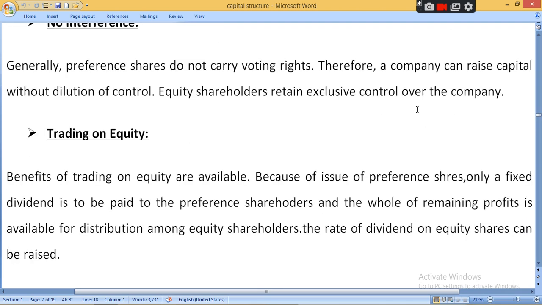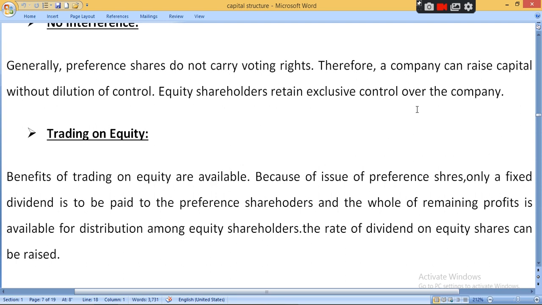Then trading on equity. Again, trading on equity means leverage, the use of borrowed capital in your capital structure, clear. For example, there are types of capital structure: capital structure with equity only, capital structure with equity plus preference, and third, capital structure with equity plus preference plus debenture. Generally, leverage benefit is available whenever you use borrowed capital in your capital structure, clear. Why? Because whatever profit is earned by the company, it has to pay only fixed interest to the debenture holder, so the remaining profit is available to the equity shareholder.